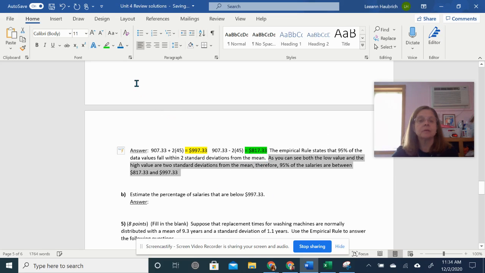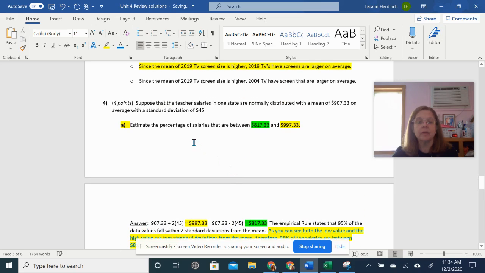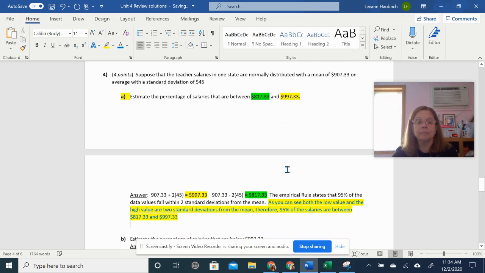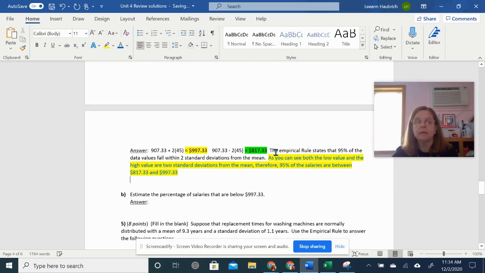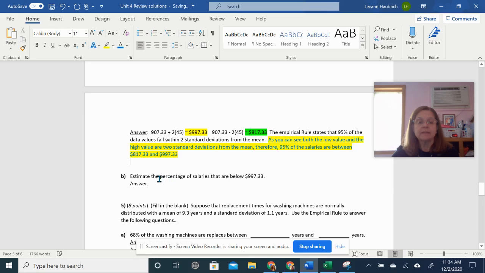So look at all the work that really needs to be shown for this question. Make that blue, and I want to make sure it's highlighted so you can see it. So here's the work right here. The empirical rule is where I got the answer from, and there we go. Okay. Estimate the percentage of salaries that are below. Interesting.